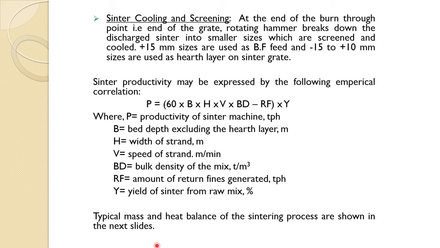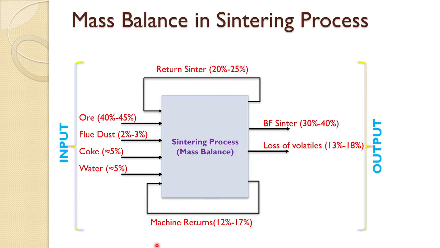And a typical mass and heat balance of the sintering process is given here. In the mass balance, about 40 to 45% ore goes in, 2 to 3% fine dust, about 5% coke, and about 5 to 6% water. And the sinter return, the return fines which also come in, is about 20 to 22%. So, it is quite a high amount of sinter return that you put into it. And then you also have the machine return, the very fine material coming from underneath the machine, which constitutes about 12 to 15%.